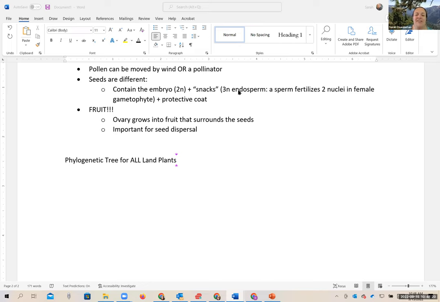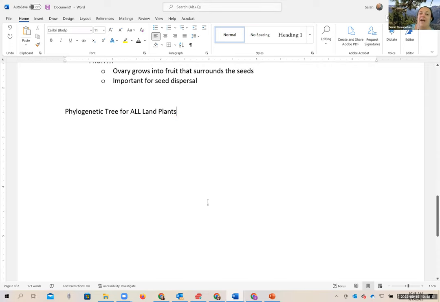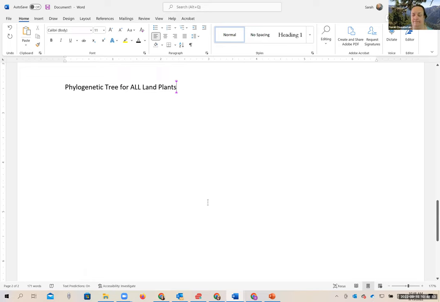All right. So, phylogenetic tree for the land plants. I think we should do this, and I think that I'm going to need your participation. Okay. So here's what we're going to do. We're going to do this quick because I know we're out of time. All right. First of all, who is the out group and what is an out group? So remember, an out group is our closest relative that is not in the land plant category. So who is our out group?